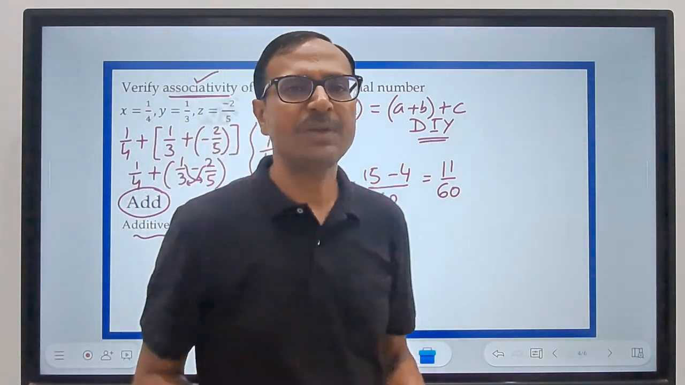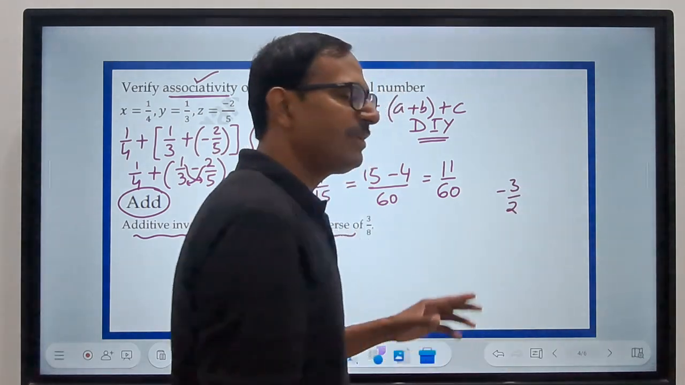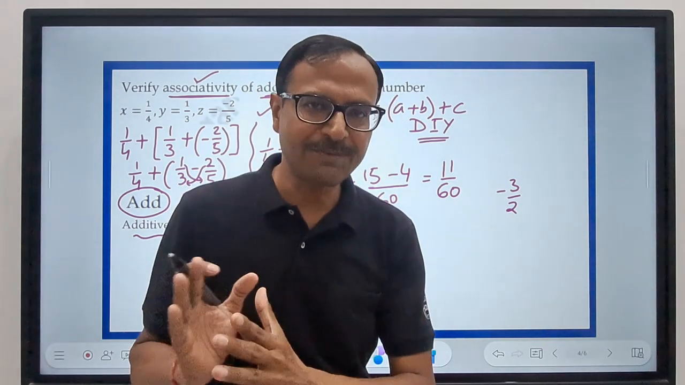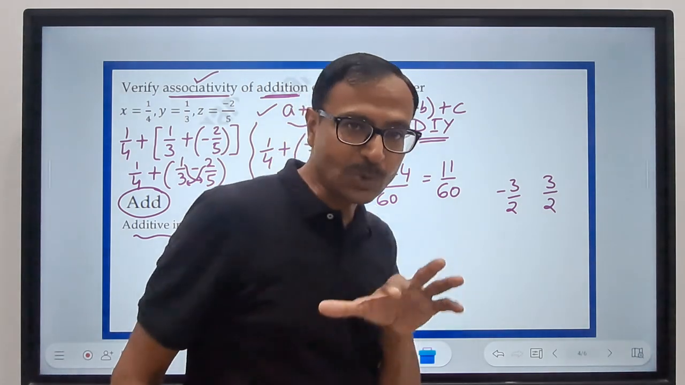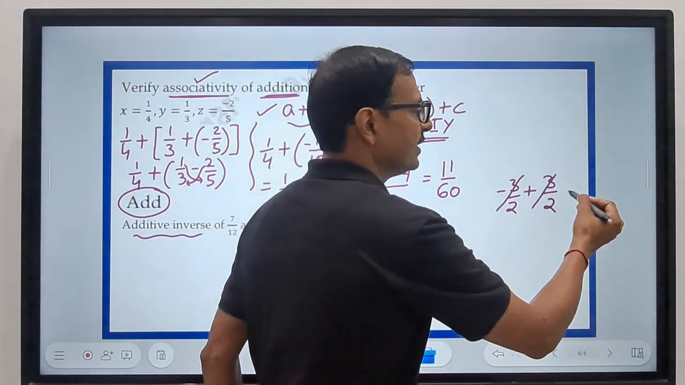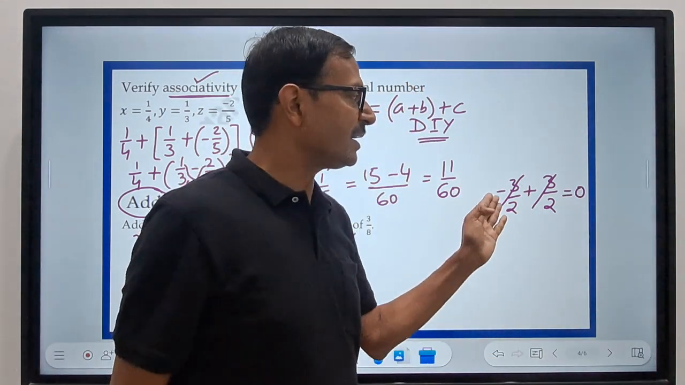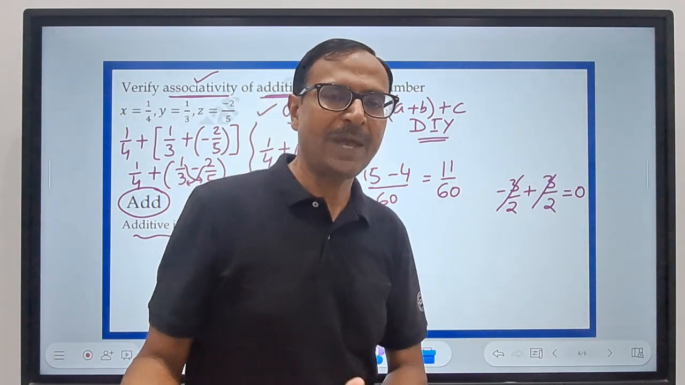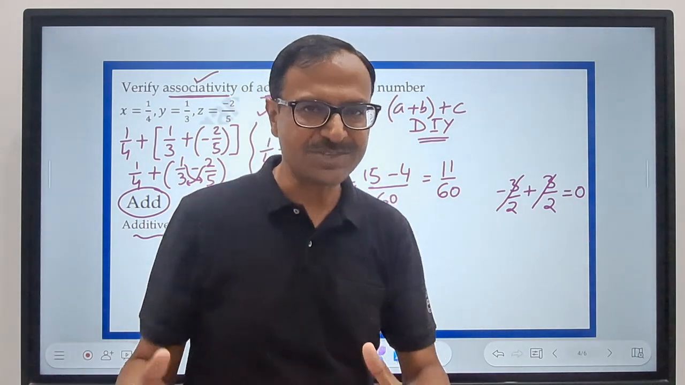Now see, whenever you have a number like minus 3 by 2, the additive inverse of negative 3 by 2 is obtained by changing the sign of the fraction. So 3 by 2 will be the additive inverse. And why is it called the additive inverse? Because when you add these two, you always get 0. So the additive inverse of a fraction is something that has to be added to the fraction to get 0. And obviously how will you get it? You will get it by changing the sign of the fraction, right?